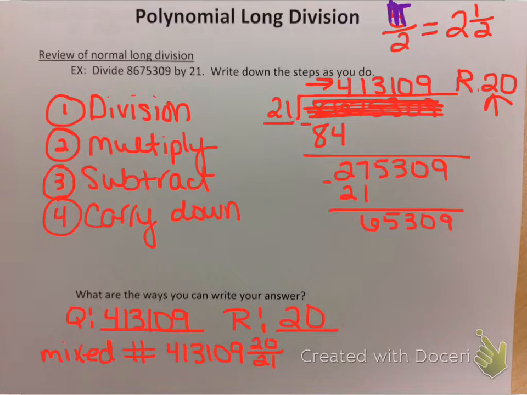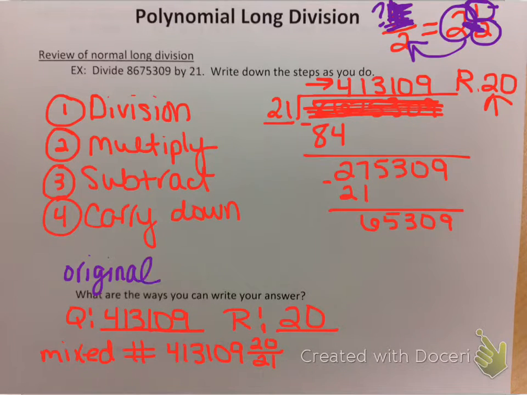If I did not know that this was a 5 right here, then to go from this form to this form, what I would do is I would take these 2 numbers right here and I would multiply them together, and then I would add the remainder. And so that's what we do: we take our divisor, we multiply it by our quotient, and then we add our remainder.